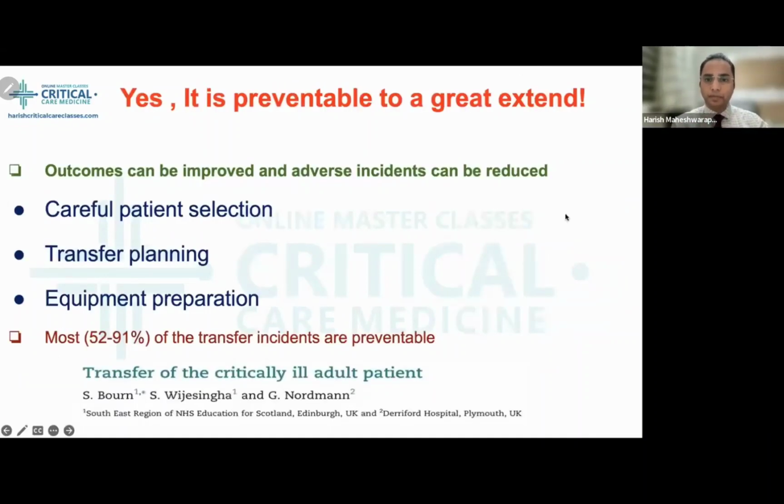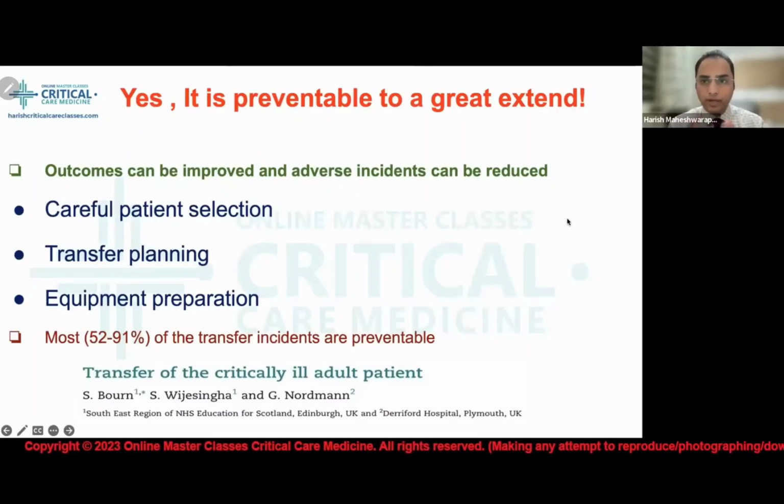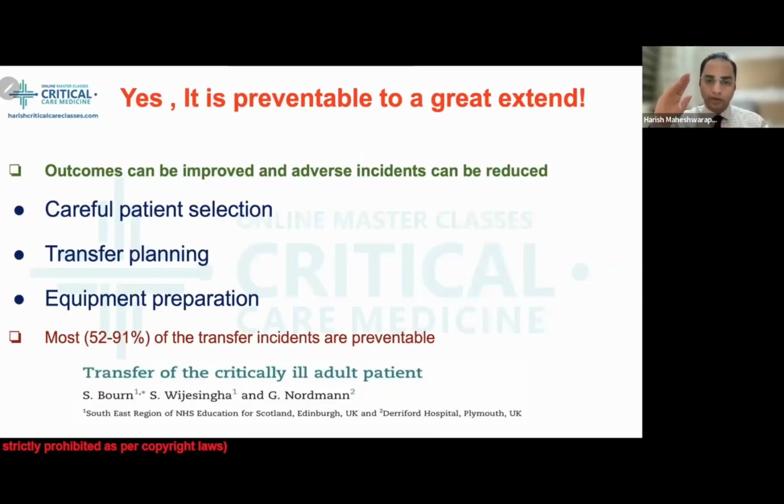Yes, we can prevent the risks involved with the transfer of a patient to a great extent with proper preparation. So it is preventable to a great extent. Outcomes can be improved and adverse incidents can be reduced. Careful patient selection: if a patient is on PEEP of 12, 100% FiO2, and on 20 ml of norepinephrine, that is not an appropriate patient when it comes to the risk involved in transfer.